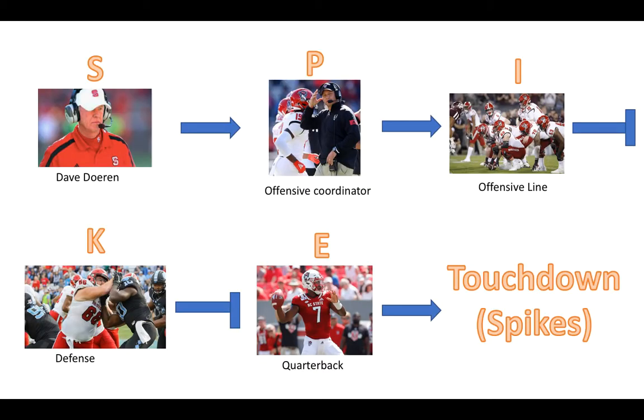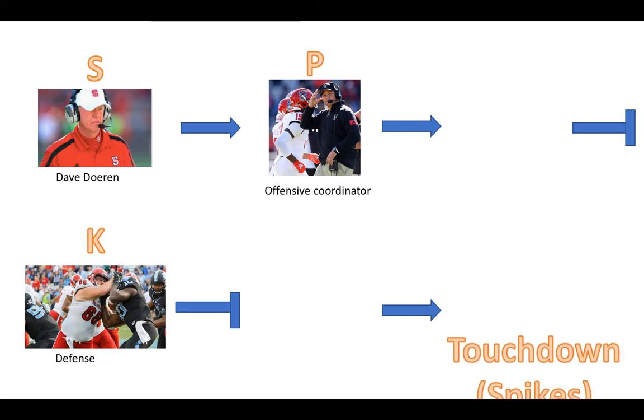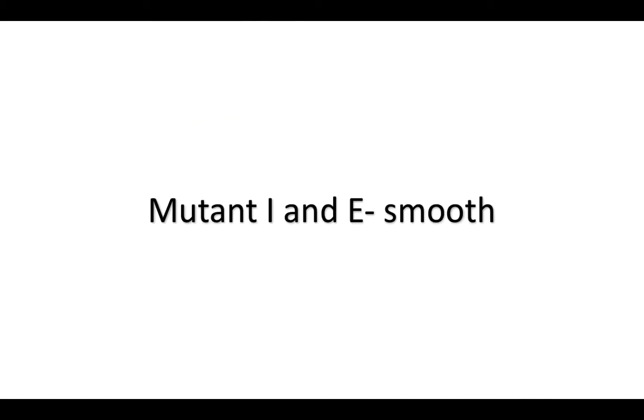Now let's say that I and E are removed. This one is easier to look at simply because we do not have the quarterback to activate a touchdown, which means we have no touchdown. This means that the beetle is smooth with no spikes once again.